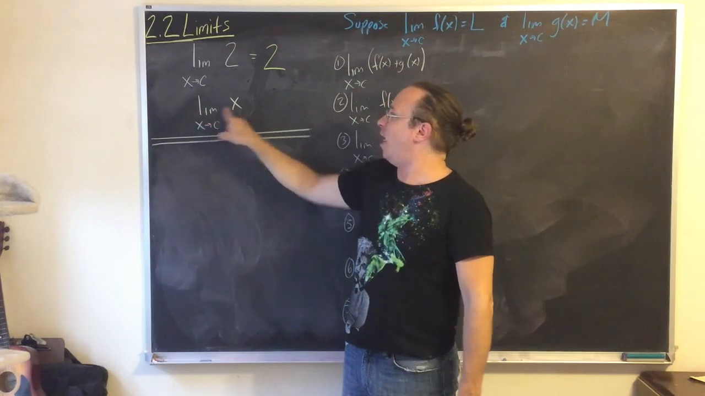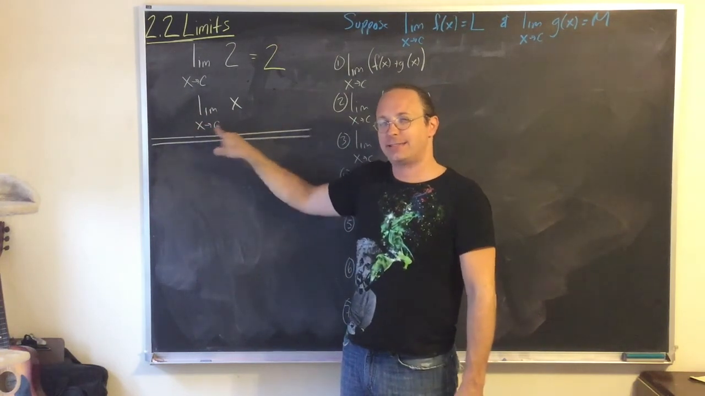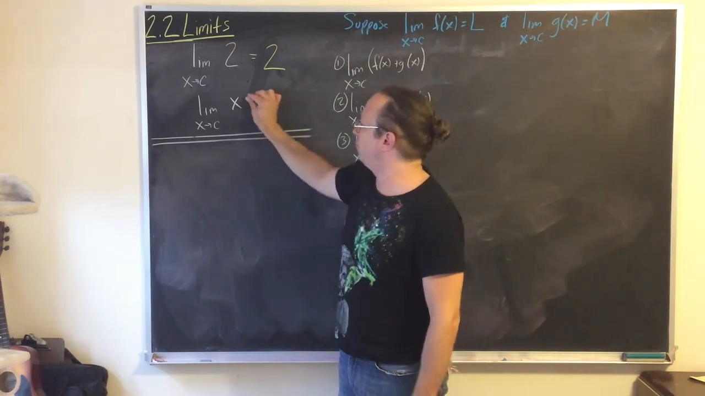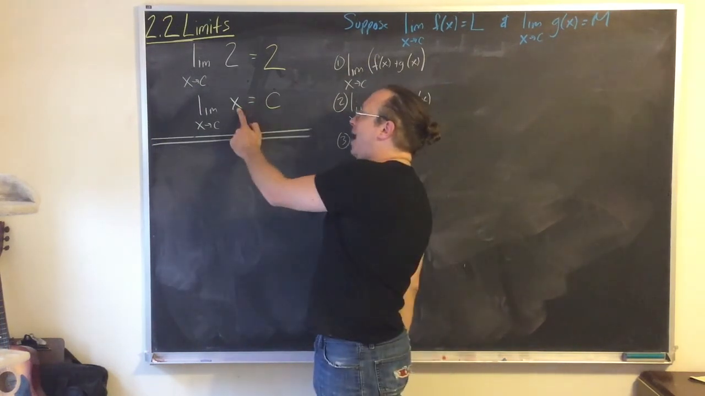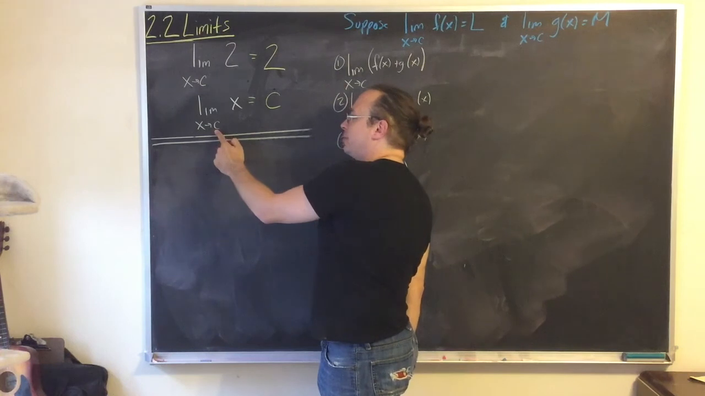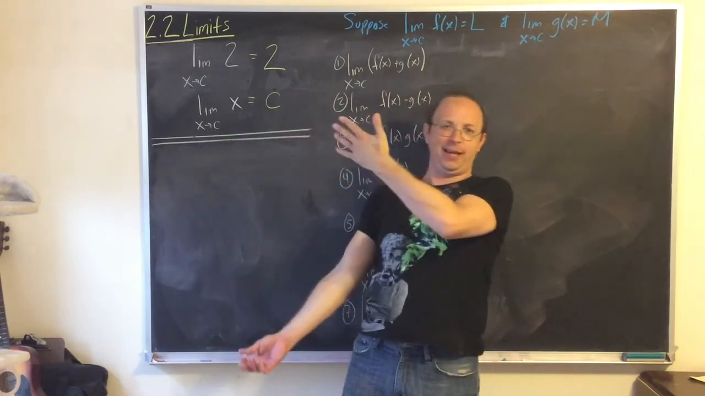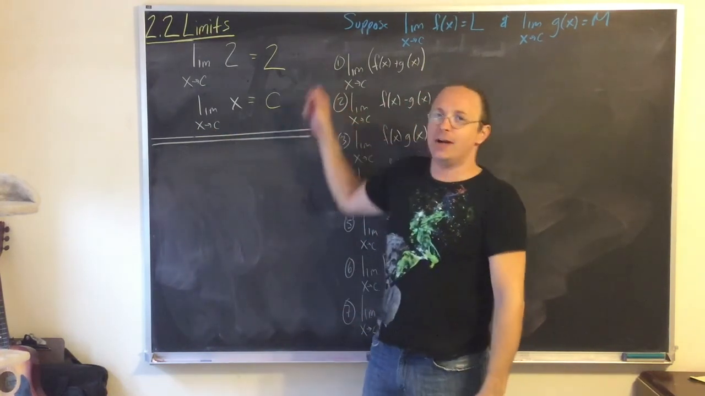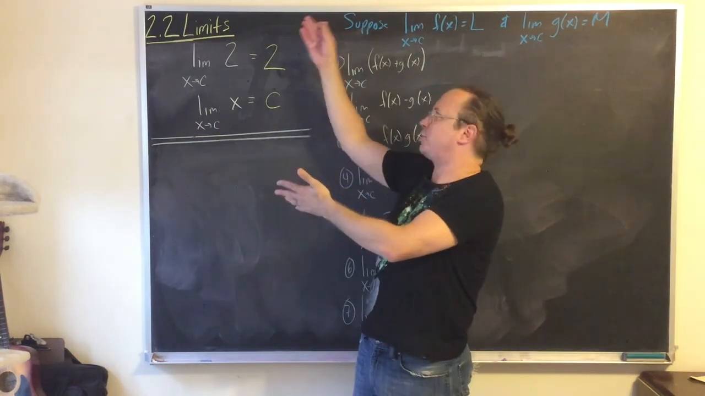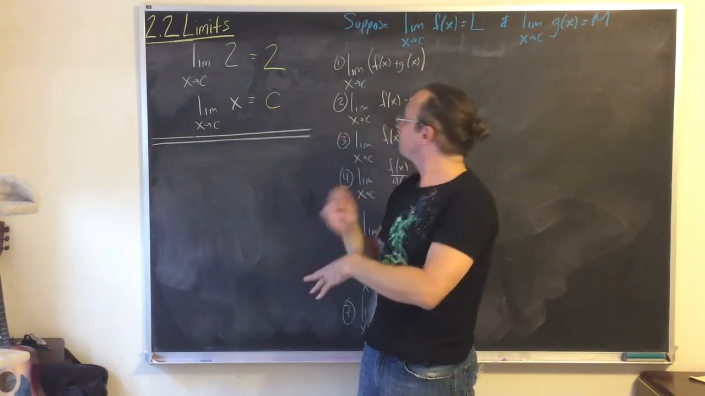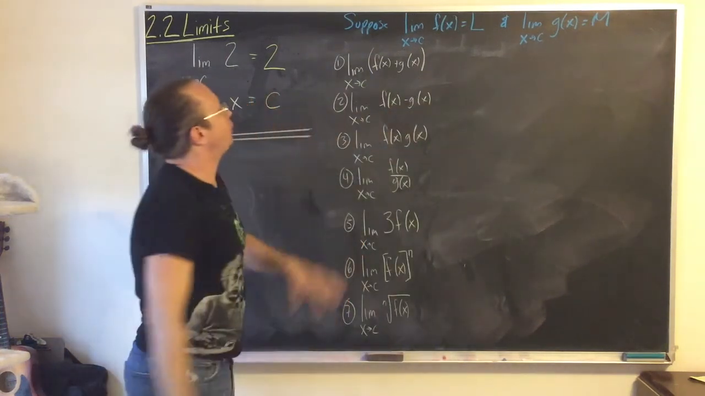As x gets close to c, what do you think happens to x? What's the limit of x as x gets close to c? Well, I guess it's c. What happens to x as x gets close to c? Well, apparently x gets close to c. And believe it or not, these two pedantic, simple limit laws actually build up most of it for us. So let's build from there.